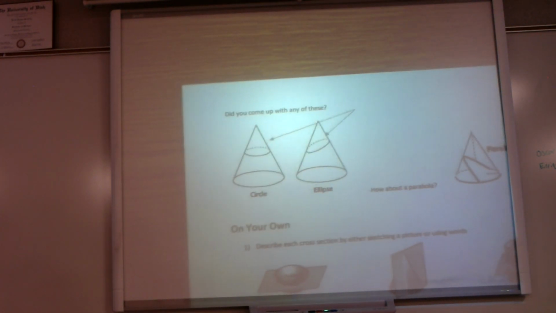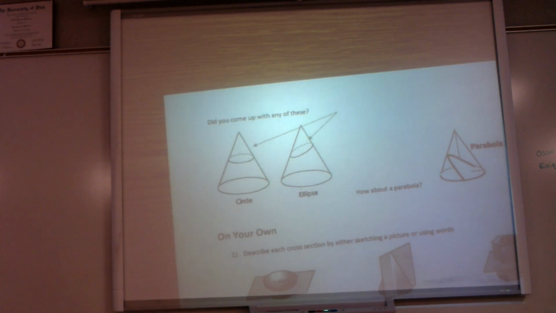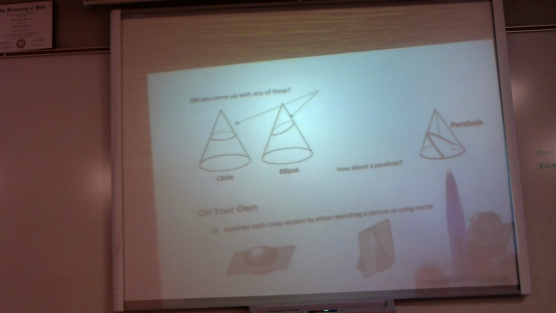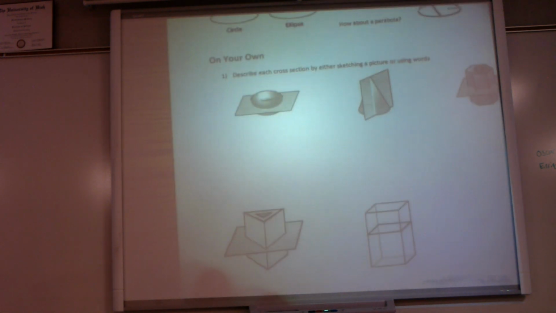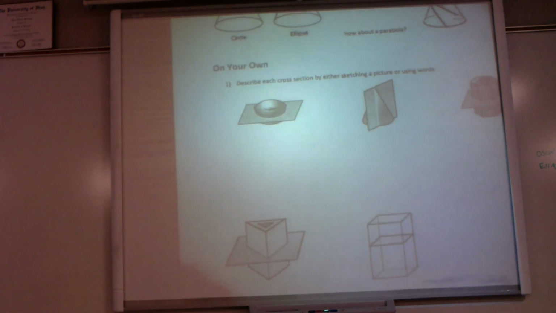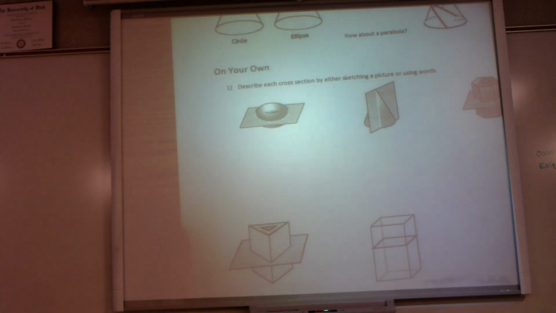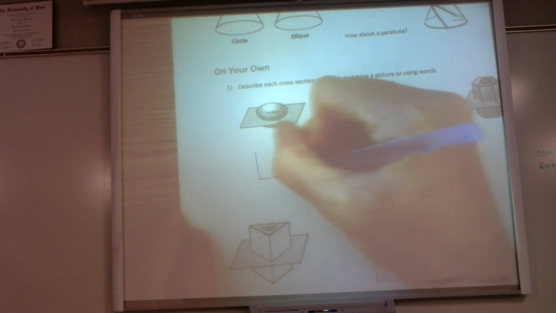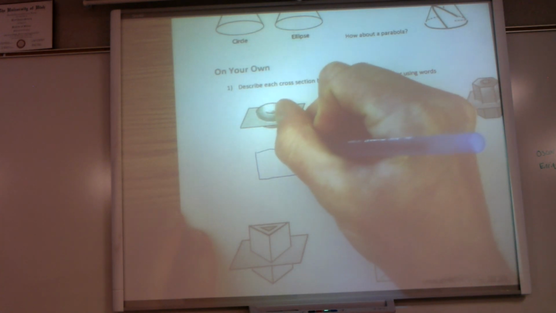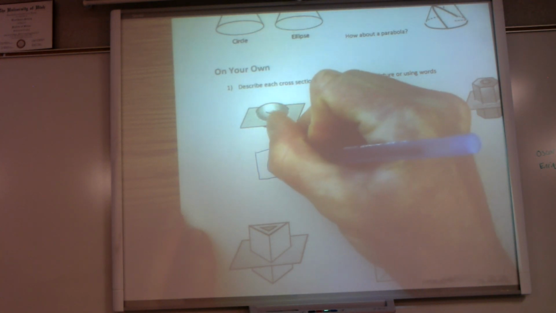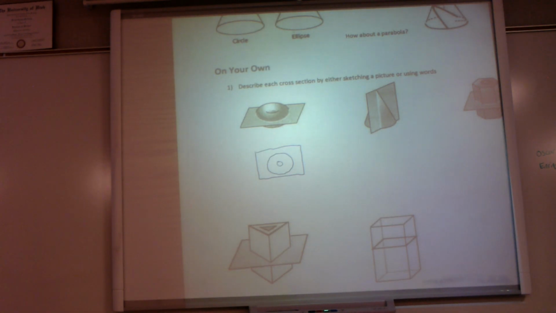Alright, so now let's just do a couple of examples and we'll be done. This is basically what I just went over, okay? Now, on your own, describe each cross-section. Here, I've taken this kind of donut-looking shape and I'm doing a horizontal cross-section. What is that going to look like? Well, we're going to have a circle on the outside, and then there is that hole in the middle. It basically looks like a two-dimensional donut.